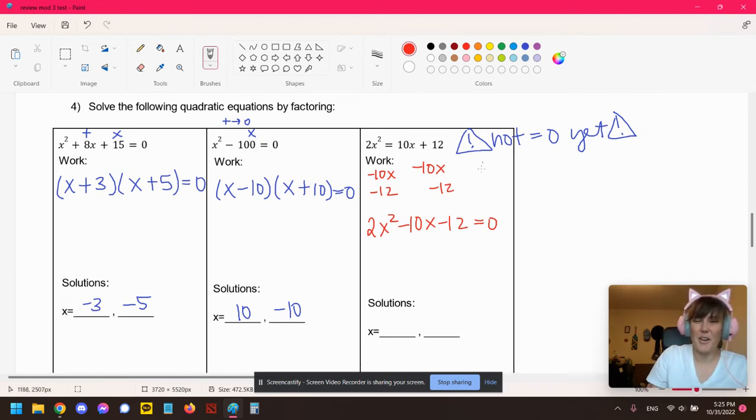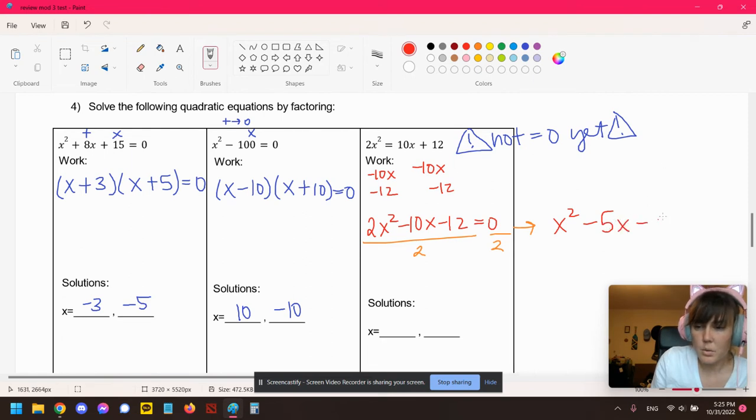Okay, so we moved everything to one side because we need it to equal 0. Now I kind of want this to be divided by 2 because I'm allowed to. They're all divisible by 2. 2 divided by 2 is x squared. Negative 10x divided by 2 is negative 5x. Negative 12 divided by 2 is negative 6. And 0 divided by 2 is 0.